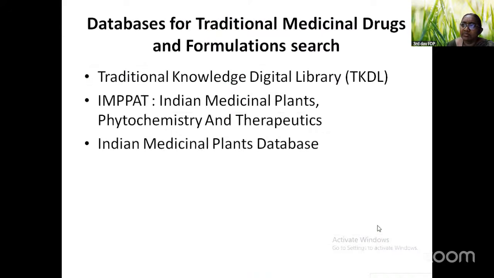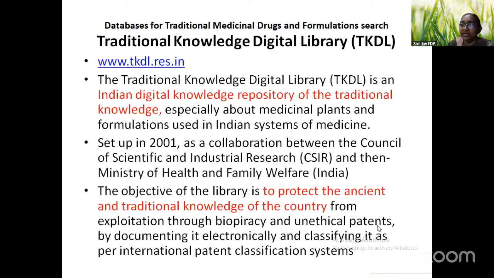Other traditional medicinal databases are the TKDL, which is of Indian origin; next the IMPACT, Indian Medicinal Plants, Phytochemistry and Therapeutics, also from India; and also the Indian Medicinal Plants database. Here, the TKDL is in association with the ICMR and CSIR. This is the website link. This is the Indian digital repository for the traditional knowledge.